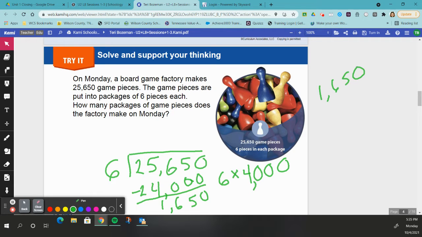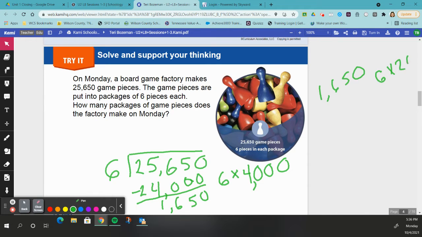So now I can say, okay, 6 times something isn't going to get me close to 1, but 16. I can get pretty close to 16, right? By multiplying 6 times something. So 6 times 2 is 12. 6 times 3 is 18. 18 is too far. So let's do 6 times 2. 6 times 2 would be 12.